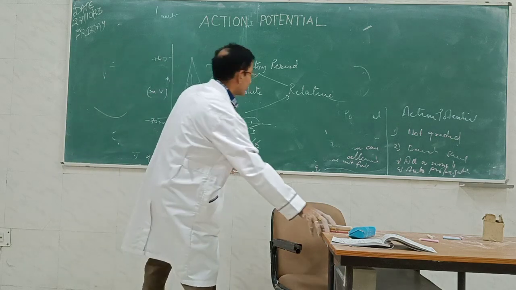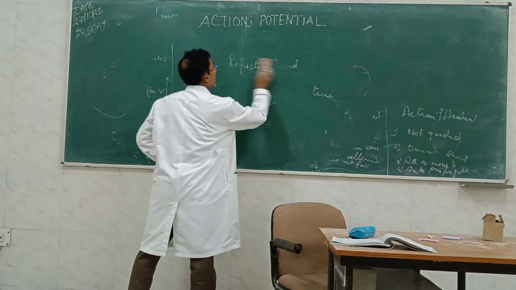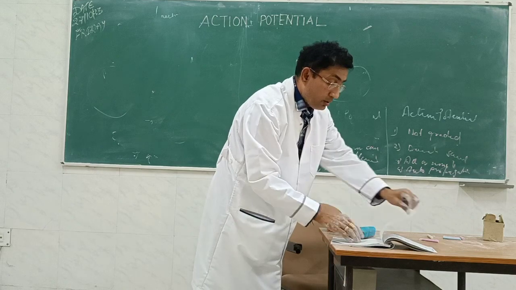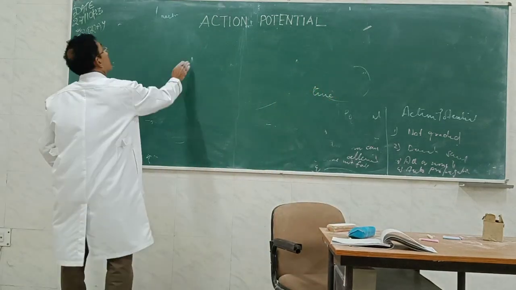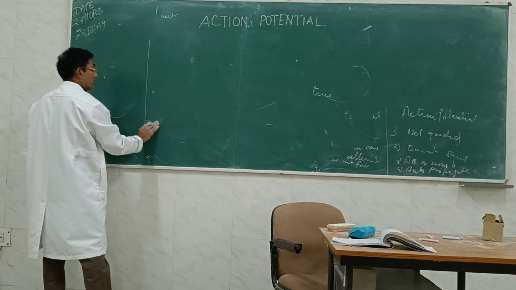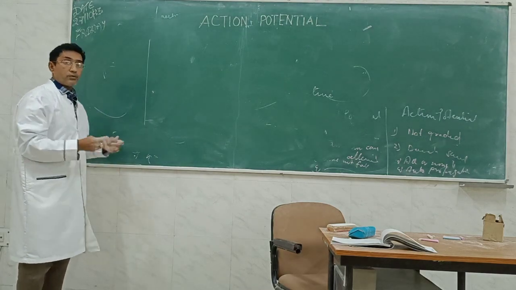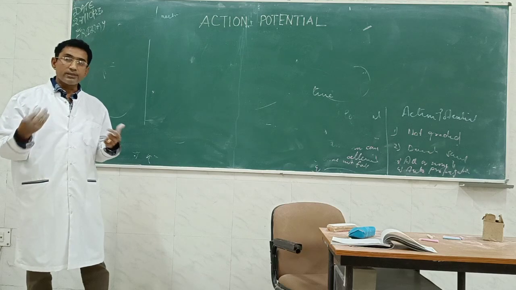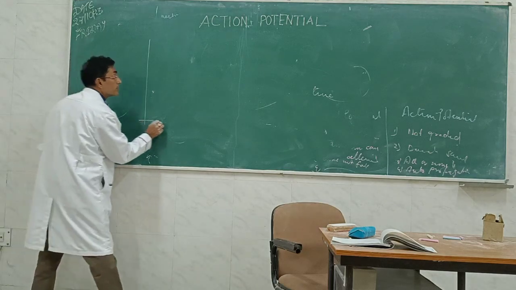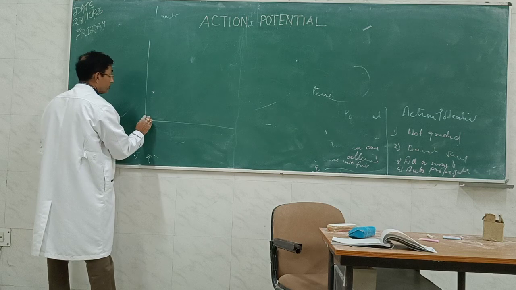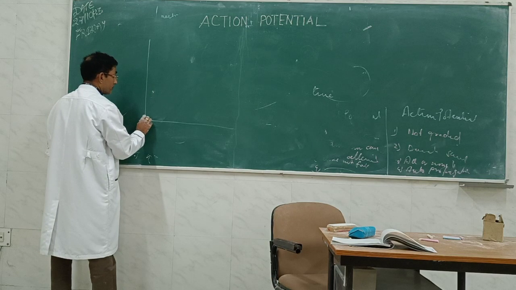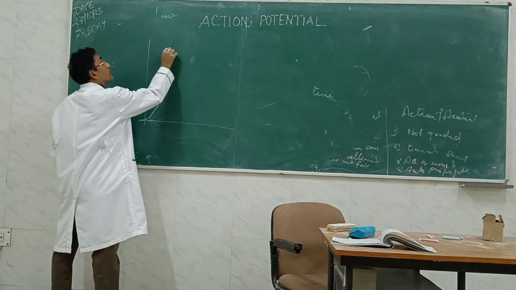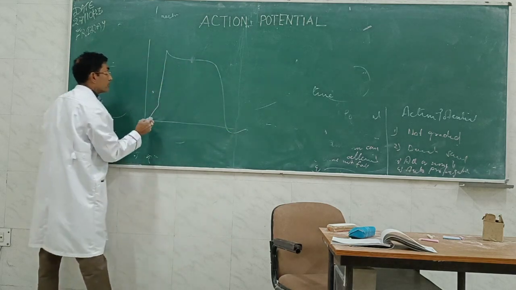Now coming to the cardiac muscle. This graph, the action potential, we have already gone through. This can be in a neuron and this can be in skeletal muscle, the same graph. But in cardiac muscle, the graph is a little different. Here the graph is looking like this.